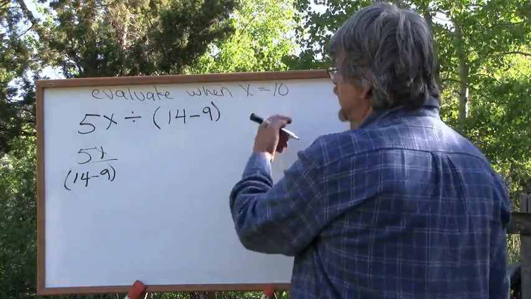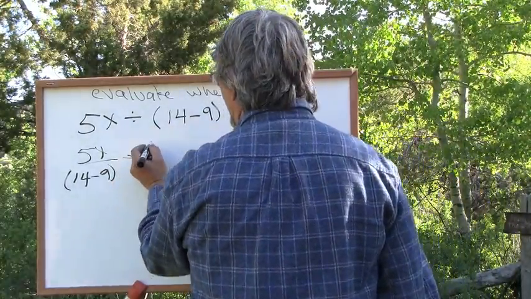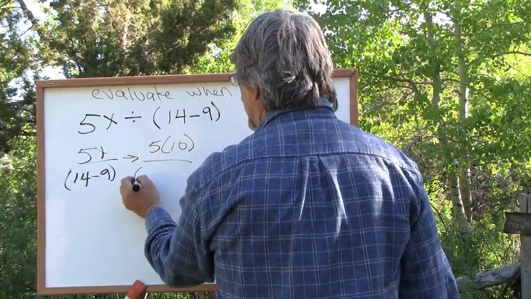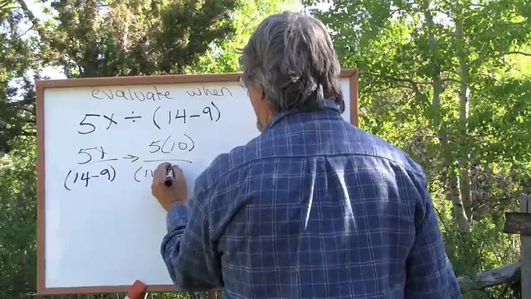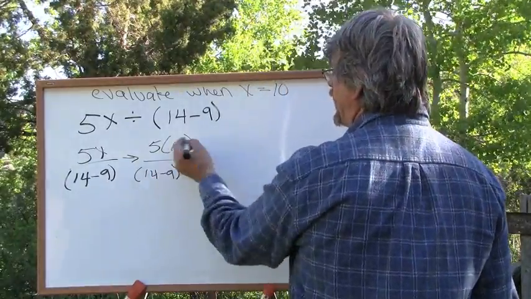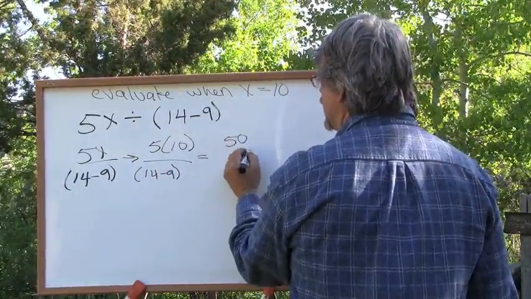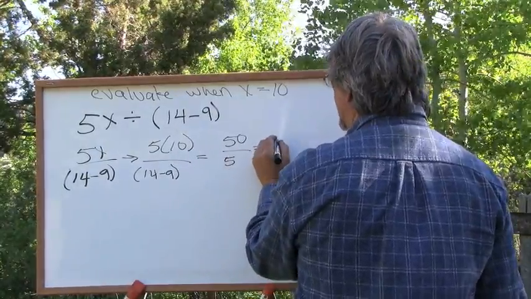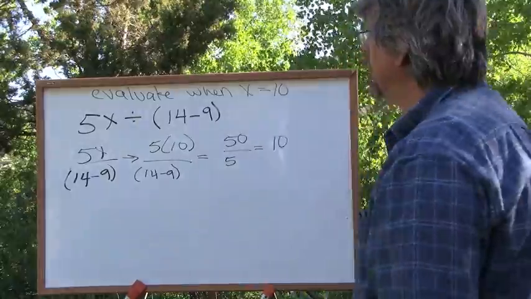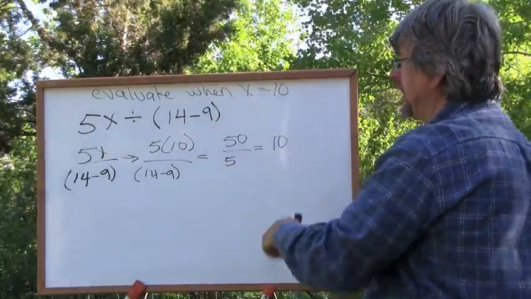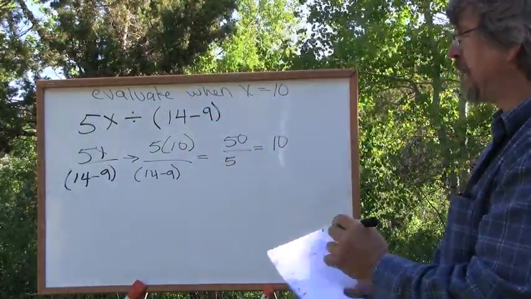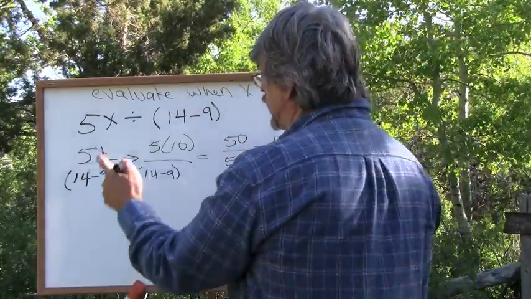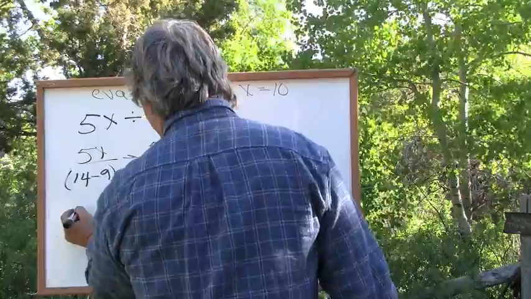Well, we're told x is 10, so we know this becomes 5 times 10, right? Over 14 minus 9. So we know that this is going to be 50 over 5. So that we know 5 into 50 goes in 10 times. So the answer to that expression is simply 10. See, that's not too difficult, even though we're doing variables. We'll learn how to do variables very easy, very fast.